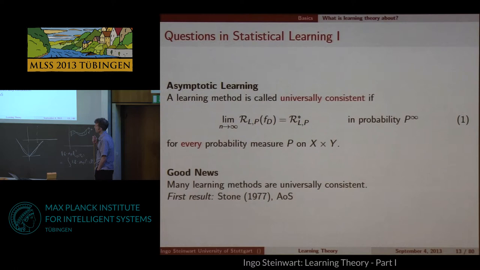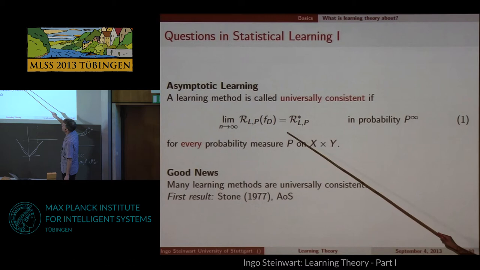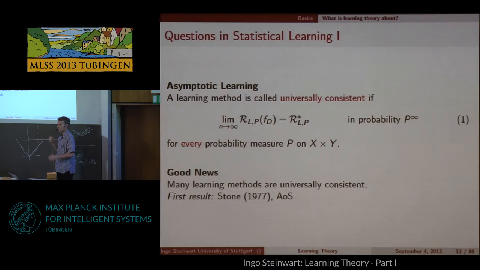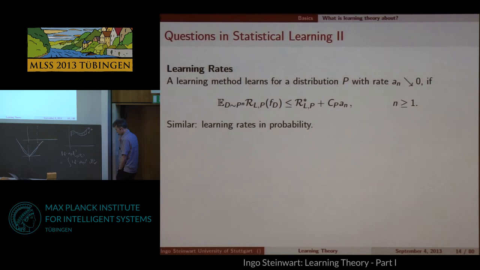Okay, so the good thing is that this goal we can achieve. The bad thing is, even if we have a learning algorithm which is universally consistent, we won't know how long we have to wait until we get a good predictor. It can be almost an eternity. So this leads to the second notion of learning, which are learning rates.